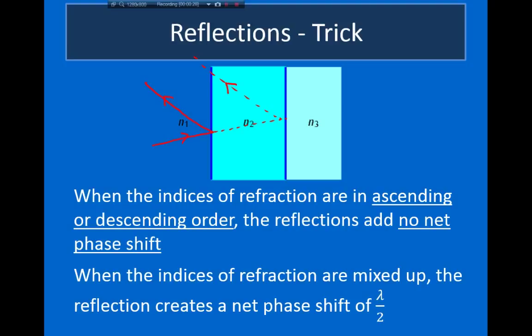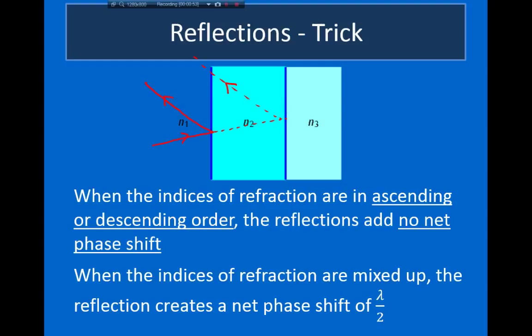And so there are two places where there can be a phase shift that is caused by the reflections. There's this reflection that occurs on the front surface of the film, and this reflection that occurs on the back surface of the film. And whether or not these phase shifts are important depends on these three indices of refraction. And it turns out there's actually a really simple rule that we can use to determine whether or not these phase shifts are going to be important.